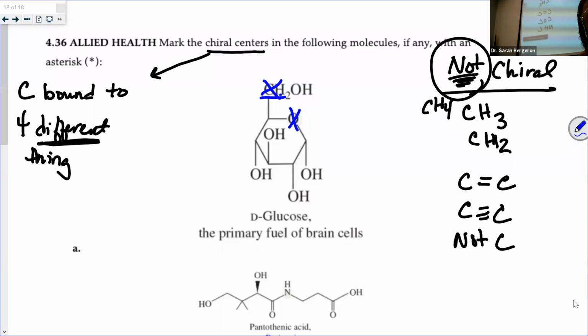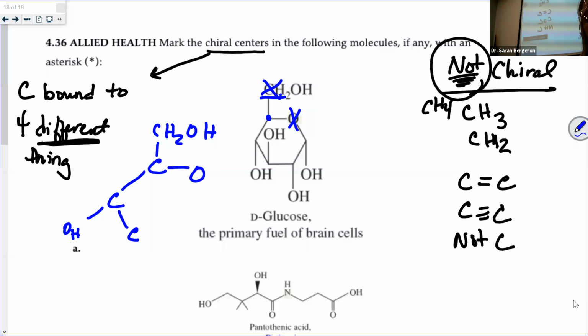What else? Let's go down one. Let's go down to this carbon right here. Is this one chiral? So let's look at it. It's got a CH2 and OH. Then it goes into the ring, which is an oxygen going that way, and then a carbon down here that's got an oxygen, another carbon, right? So what else is on this carbon right here? A hydrogen. Do I have four different things attached to that carbon? Absolutely, I do. So I'm going to mark that one as chiral.